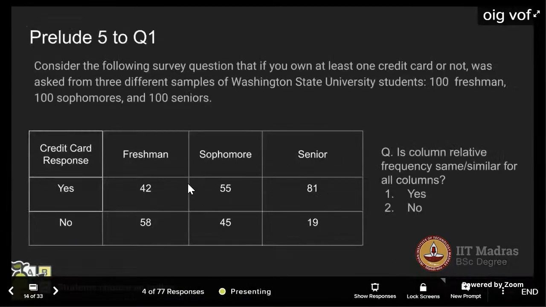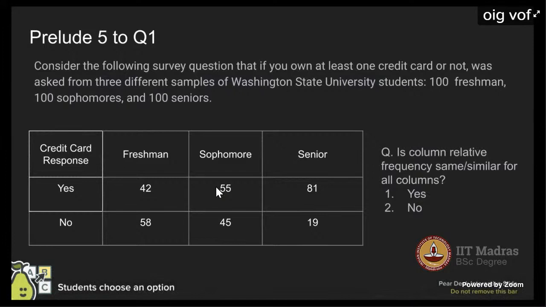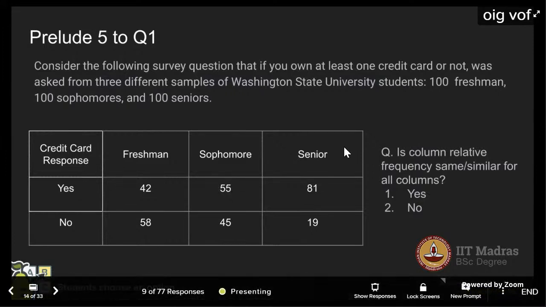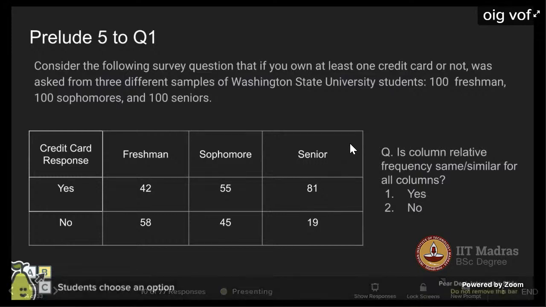Sir, for no, if just the first cell and the second cell of row one are different, then we know the answer that this is not similar, right? Yeah, you can say that. Sir, why did you mention to check the total? Because sometimes it is possible that these two may come out similar, but the total may not, so then also it's not similar. All rows should be similar.